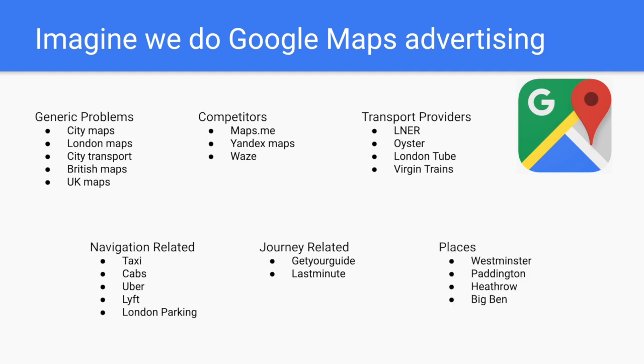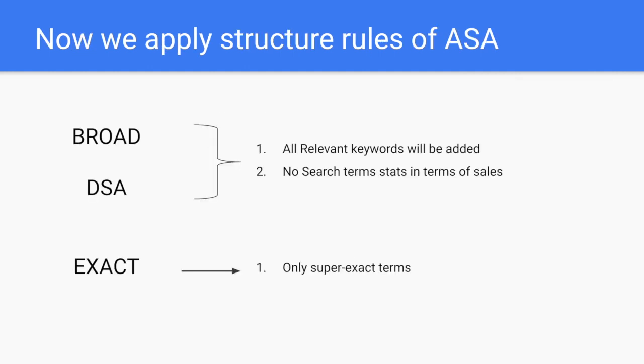And another thing is the places. For example, if somebody is looking for Westminster, Paddington, or Heathrow, or Big Ben, all this stuff is actually very related to navigation through the city. Despite the fact that it's not a competitor, it's not a generic problem, and it's not transport navigation, this is exactly an application of the places, and people probably want to download them to get a ticket there. It is still very related to navigation through the city, and probably the next problem after you come out of Paddington or Westminster, you will need Google Maps to navigate through London.